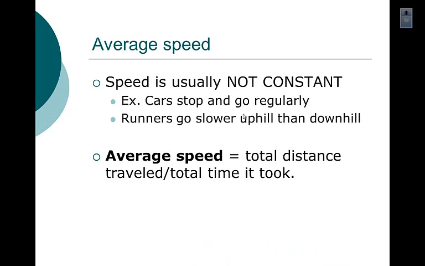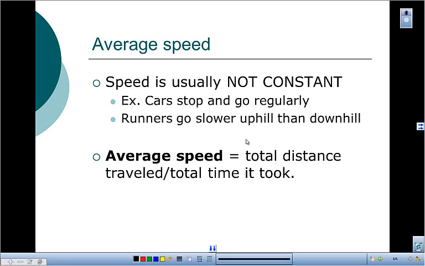So now when we talk about average speed, speed is not usually constant. For example, cars go and stop regularly. Runners go slower uphill than downhill. Speed is constantly changing. So we usually talk about average speed, and that is our total distance traveled over the total time it took. If I wanted to write that as a formula, I would say my average speed equals total distance divided by total time.